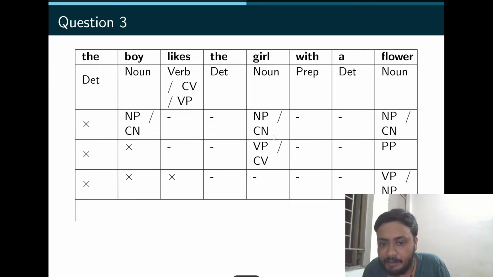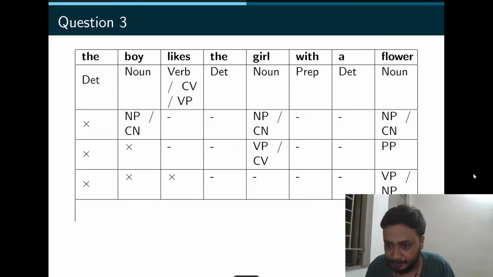Now you need to remember, when we are combining CN with PP, then this verb part does not get into the parse. We need to take care of that. If we are combining CV with PP, CV has come by combining verb with NP, so that is not a problem. But CN did not come by combining the verb. So if we are combining CN with PP over here, the verb gets left out. We need to take care of that.